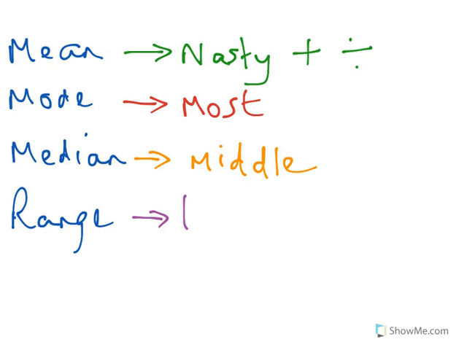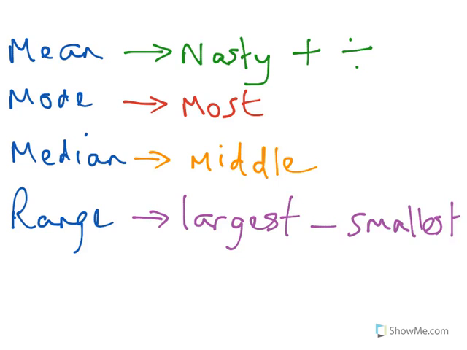And then the last one, range, which isn't an average, but this is where you have to find the largest number and take away the smallest. So the largest take away the smallest. So that's what each one means.